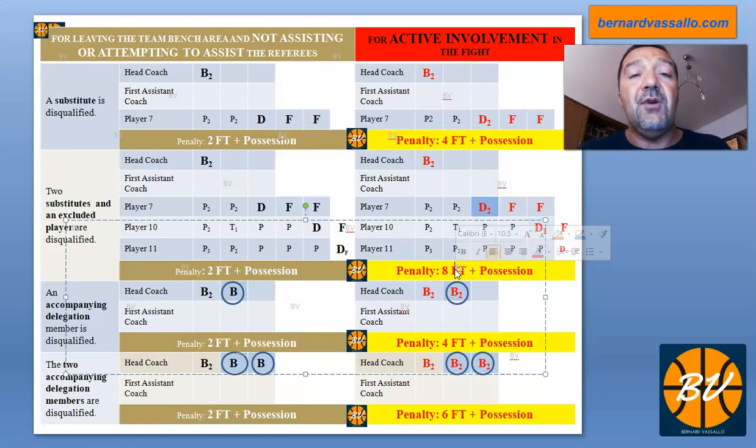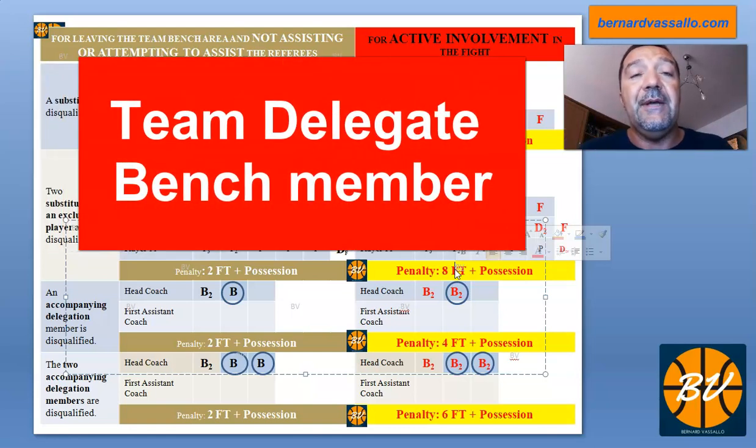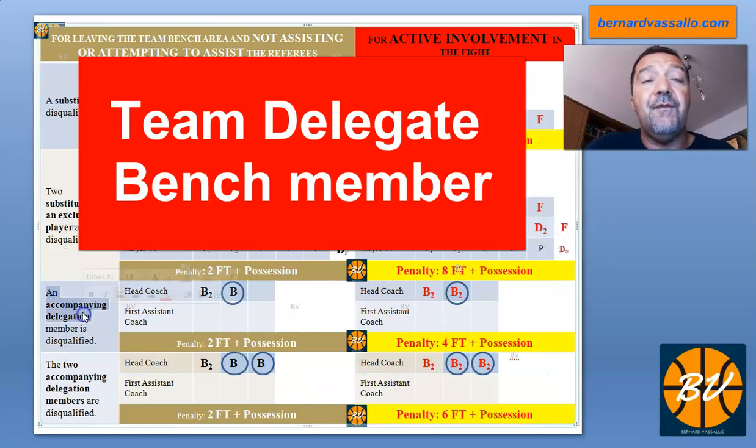Also, let's talk about what happens if a team delegate member, okay, therefore one of those possible 7 team delegates on the bench, the physiotherapist, the doctor, the injured player, okay. As you know, these persons are normally not listed on the score sheet, but they need also to be disciplined for entering into the court.